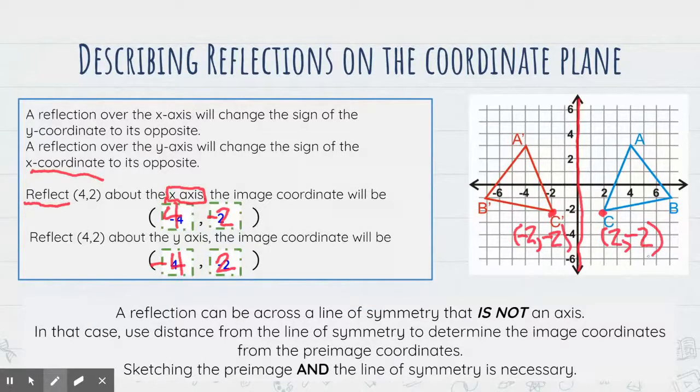Okay. A reflection can be across a line of symmetry. It's not an axis. It's just important to use distance from the line of symmetry, okay? Because we have these rules for flipping across the x and y axes, but those rules come from using distance from the line of symmetry.